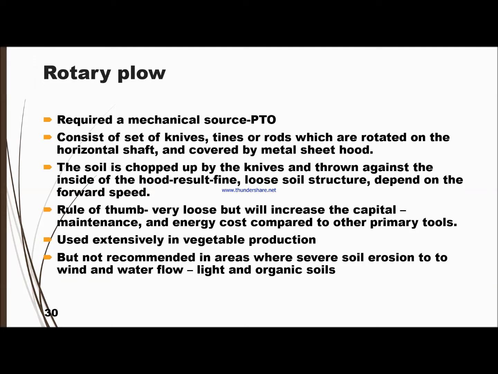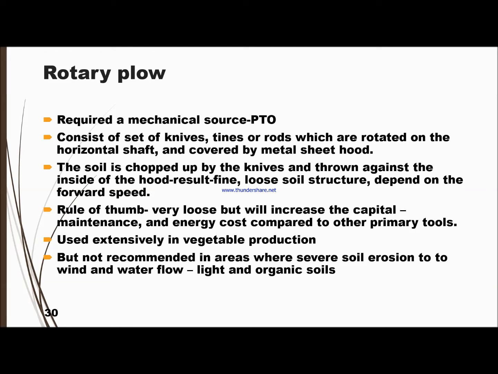The rotary plow consists of a set of knives, tines, or rods which are rotated on a horizontal shaft and covered by a metal sheet hood. The soil is chopped up by the knives and thrown against the inside of the hood, which results in fine soil and is capable of loosening soil structure depending on the forward speed. If you move faster, you will have less efficiency in loosening the soil. As a rule of thumb, it is very loose but will increase the capital, maintenance, and energy cost compared to other primary tools.